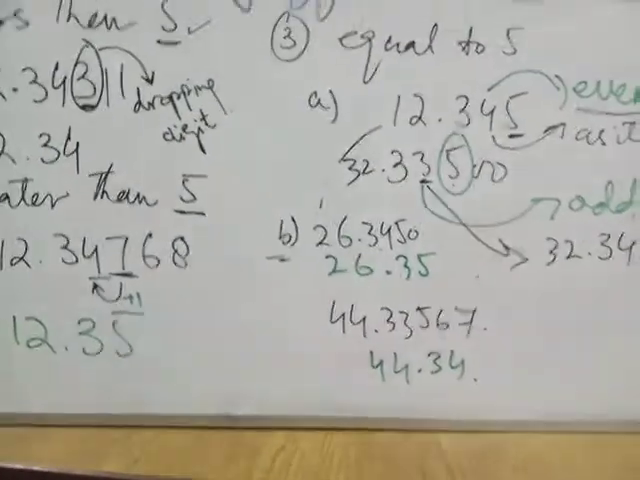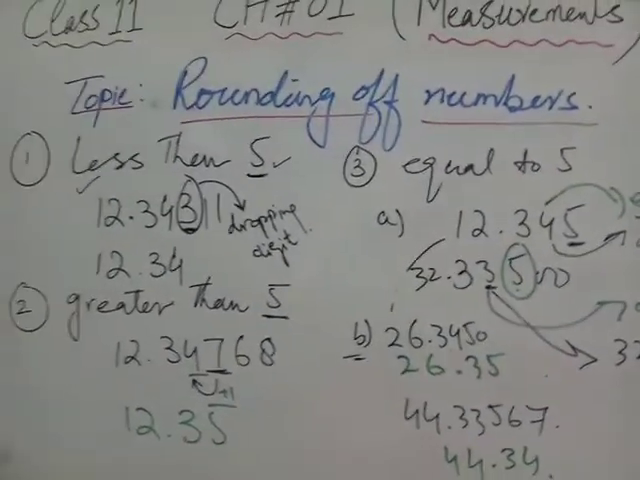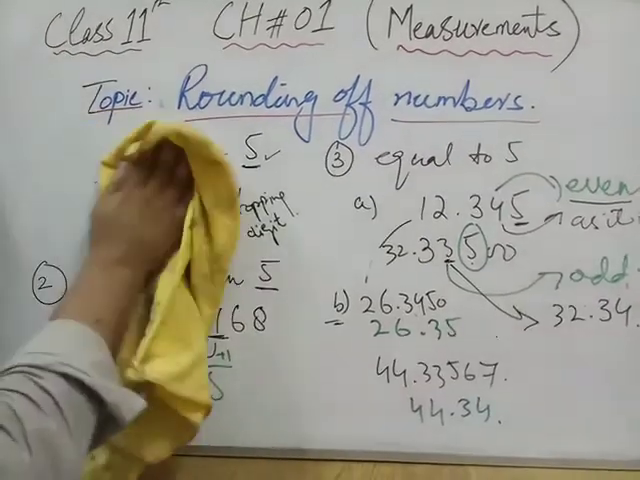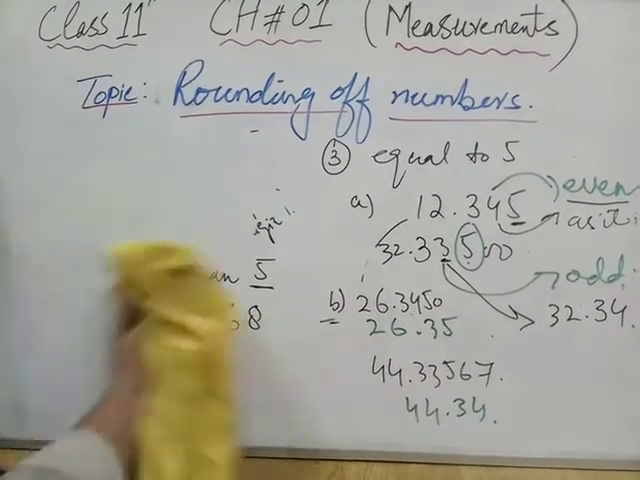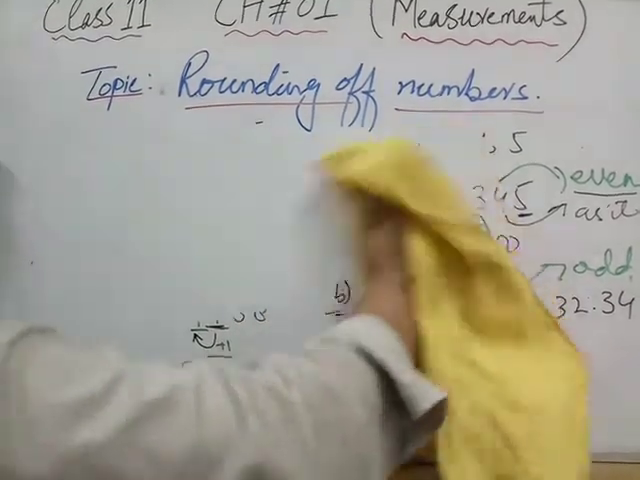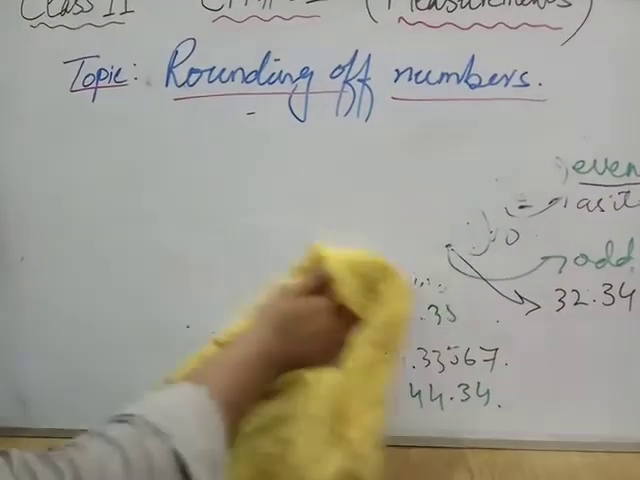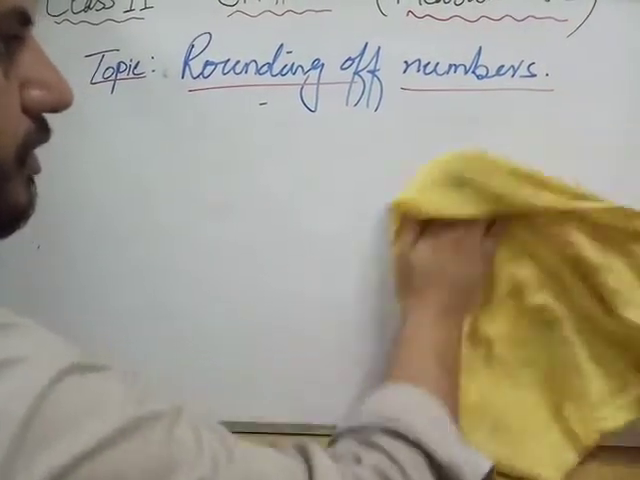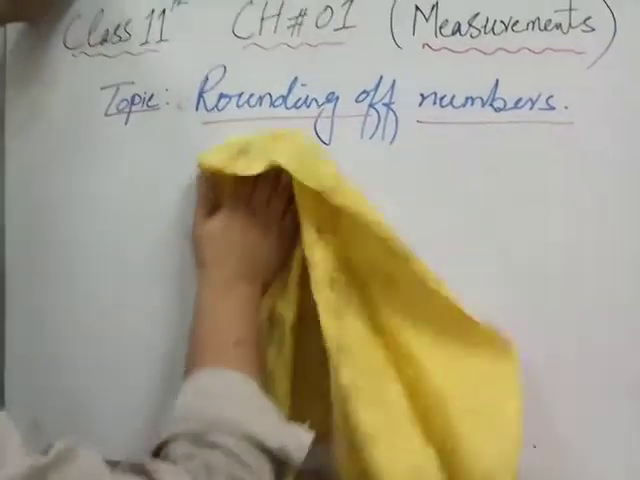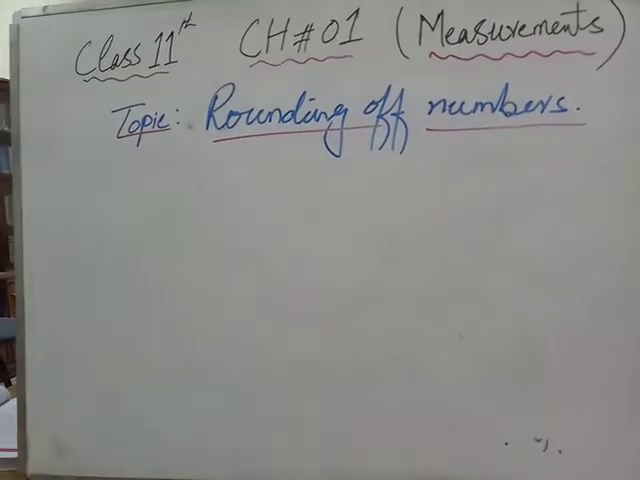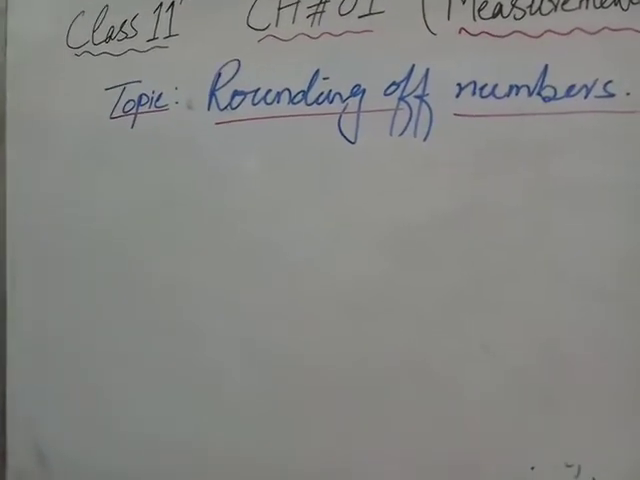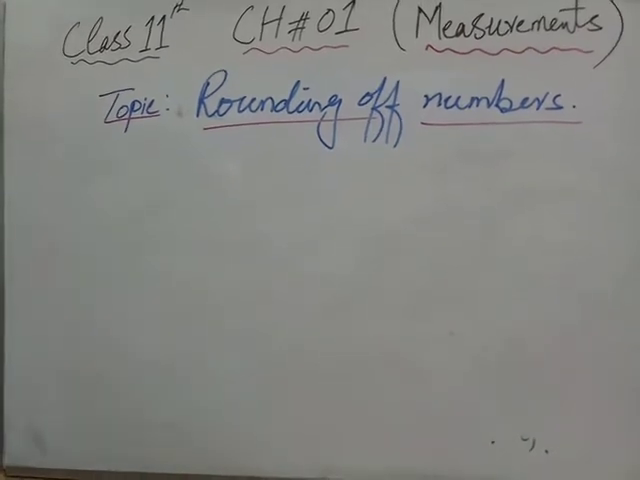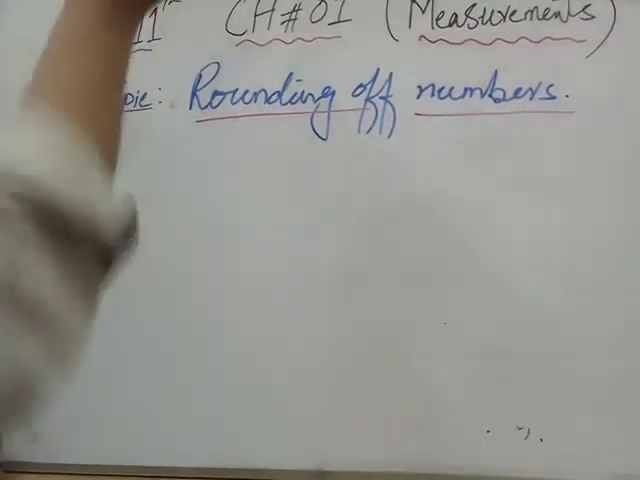One small topic will be there. They define significant figures. So you know that significant figures in any measurement are the accurately known digits and one doubtful digit in any measurement. That is called significant figures. The concept of significant figures is very important and useful.